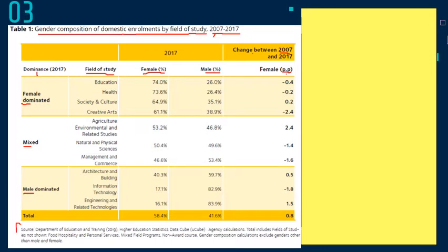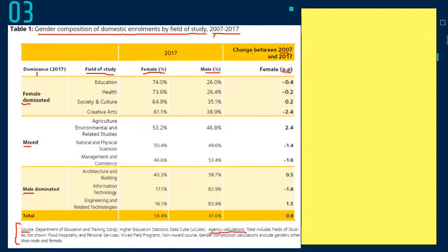Now always read the fine print down the bottom here. Your sources will hopefully not be so difficult to find, but this one says source. It's from the Department of Education and Training, and this is WA data, so it's the Western Australia department. And another thing here, it doesn't actually say notes, but it says agency calculations.